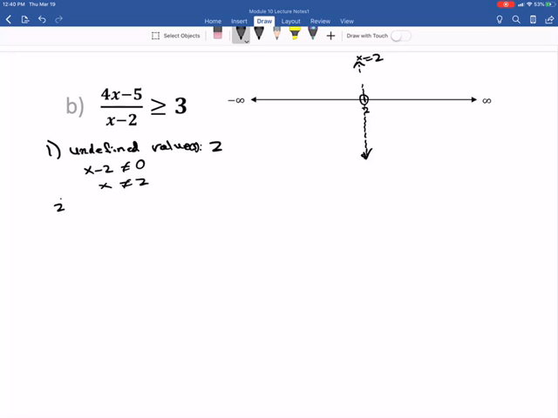Now we also need to find the solutions to the related equation. Solve the related equation. Let's find the solutions, the zeros, which would be the location of our x-intercepts graphically. So let's take this function, 4x minus 5 over x minus 2, and related equation, we can set it equal to 3. So just drop the inequality symbol, put an equal sign, and let's solve it.